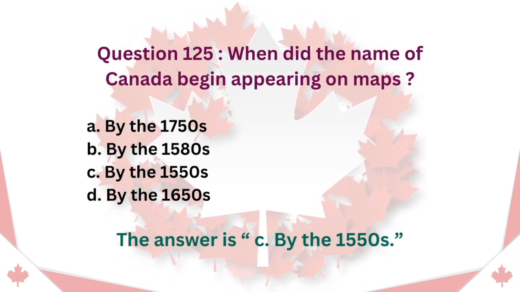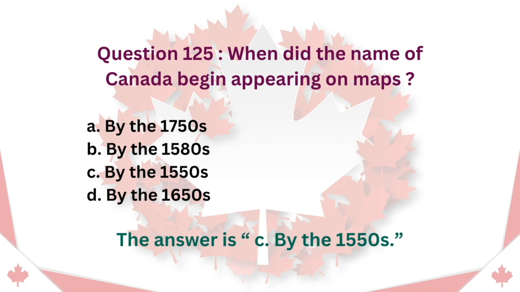Question 125. When did the name of Canada begin appearing on maps? A. By the 1750s. B. By the 1580s. C. By the 1550s. D. By the 1650s. The answer is C. By the 1550s.